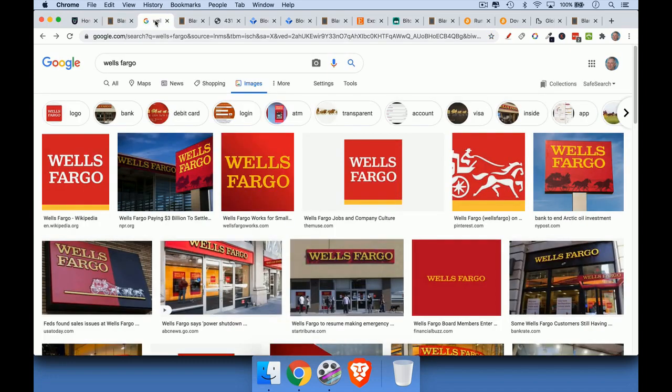So the best way to describe Bitcoin, people have described it using a very fancy term called a decentralized ledger, which is what the blockchain is. But I'm going to put it in very simple terms.